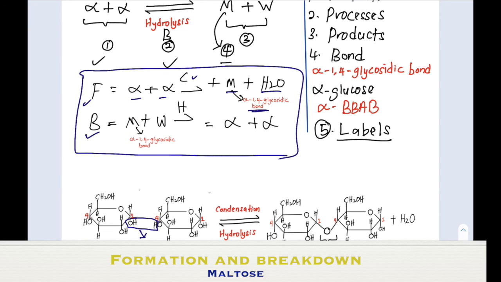Alright, during the breakdown process, maltose will be hydrolyzed to form 2-alpha glucose. The hydrolysis process will break the alpha 1,4-glycosidic bond of the maltose to form 2-alpha glucose.